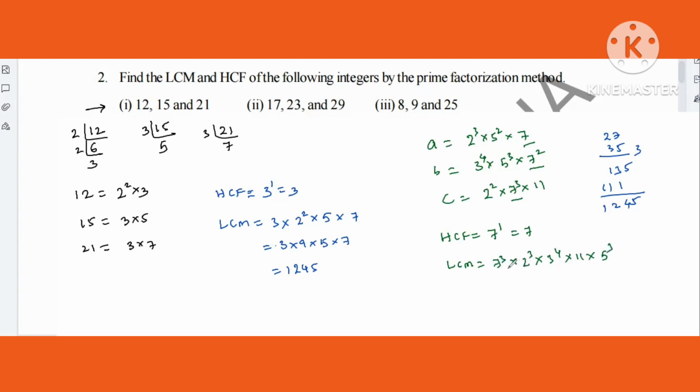Here we have so many numbers, so there is no need of multiplication. You can leave that as it is. So when you are given three numbers, this is the process of calculating HCF and LCM.